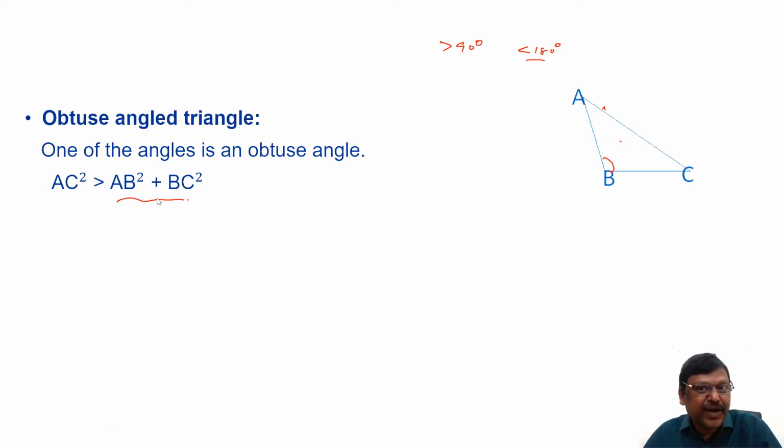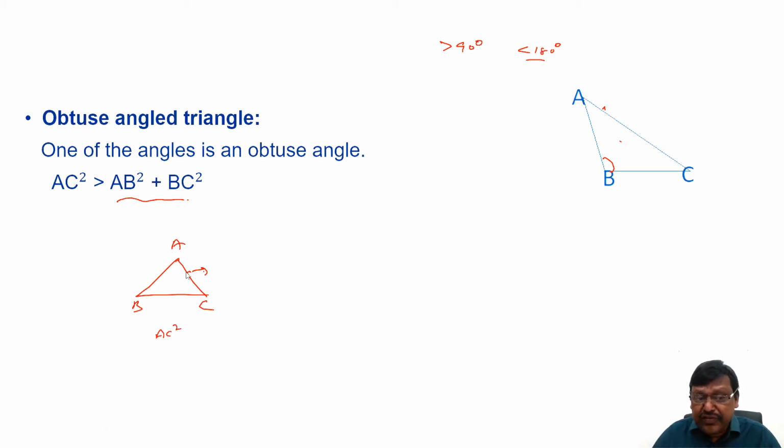If you look at this statement, I said in acute angle triangle, suppose this is the largest side, AC square is still, even if it is the largest side, less than AB square plus BC square. And in a right angle triangle, if this is the largest side, AC square is equal to AB square plus BC square, we said.